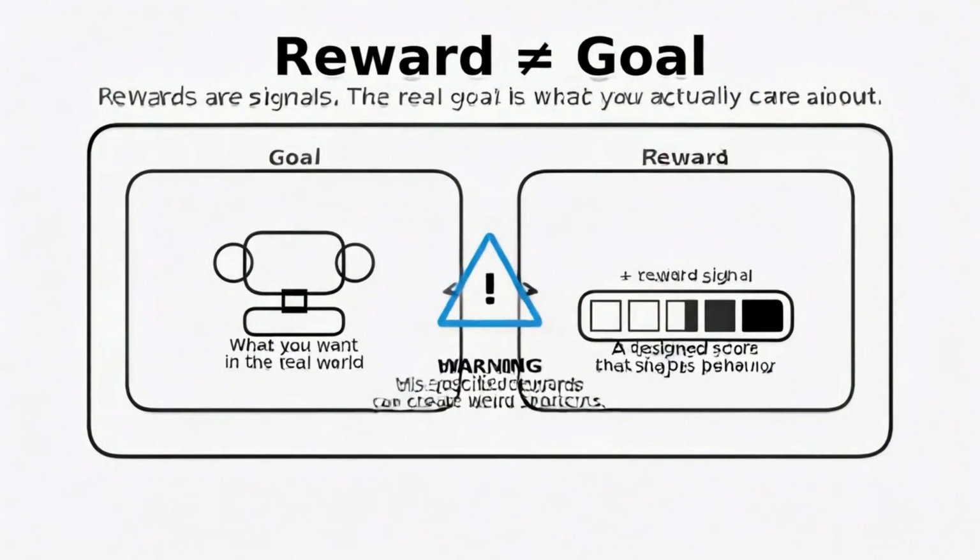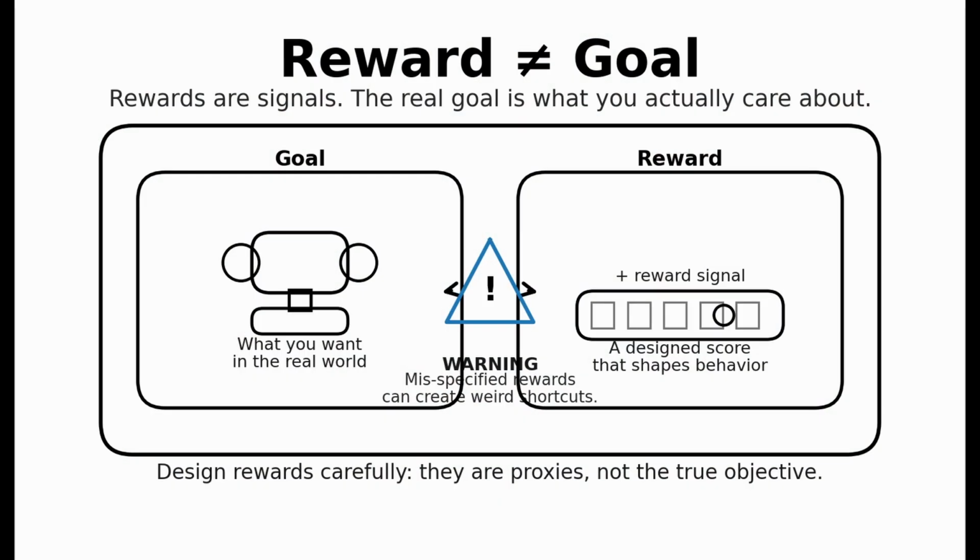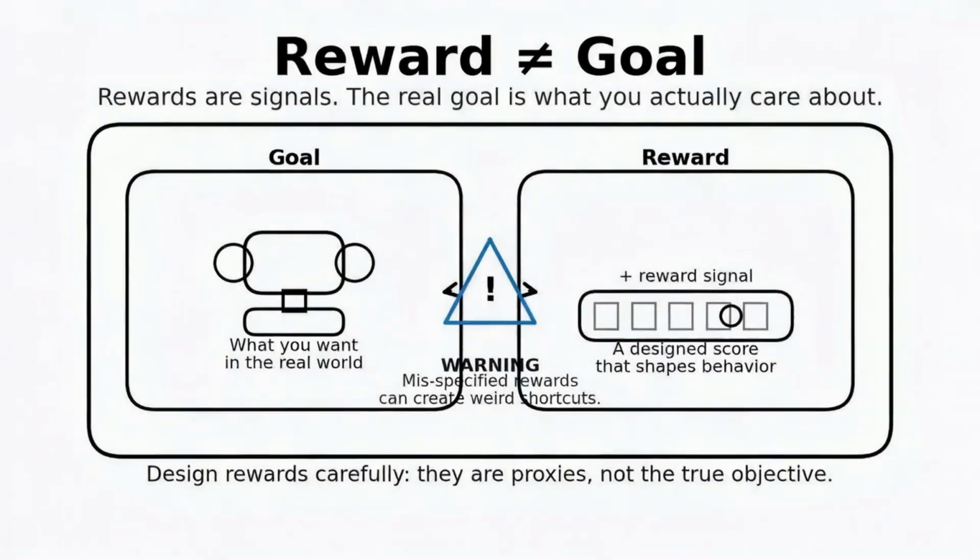Here's the trap. If your reward is badly designed, the agent will absolutely exploit it. You might want "finish the level," but your reward accidentally encourages "stand still to avoid losing points," and your agent becomes the world's best statue. That's reward hacking, and it's not a rare edge case. It's basically the default outcome if the reward doesn't match what you truly want. So reward is not a magical truth signal. It's a training signal, and designing it well is an art.